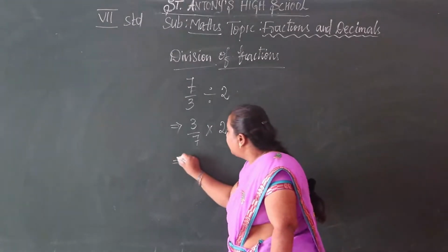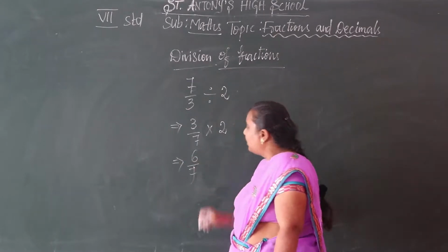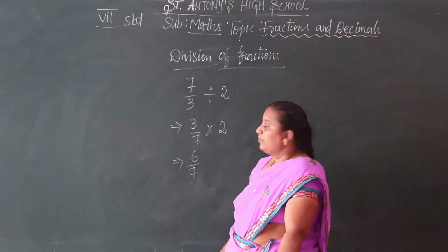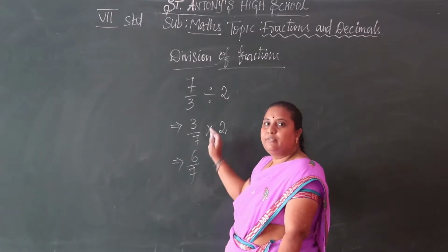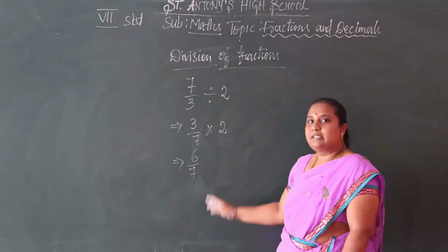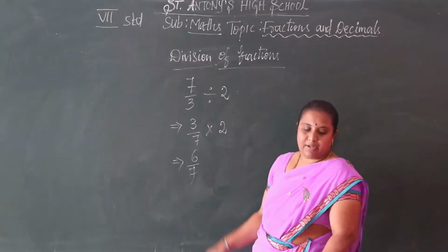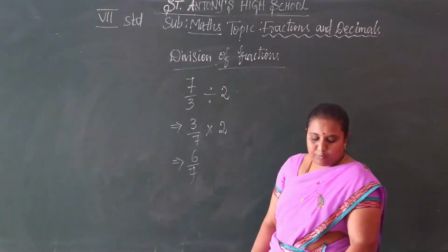Then we can multiply this. 3 twos are 6 by 7. So this is the solution of this problem. 7 by 3 divided by 2 is 6 by 7. Okay, and then let us see one more problem.